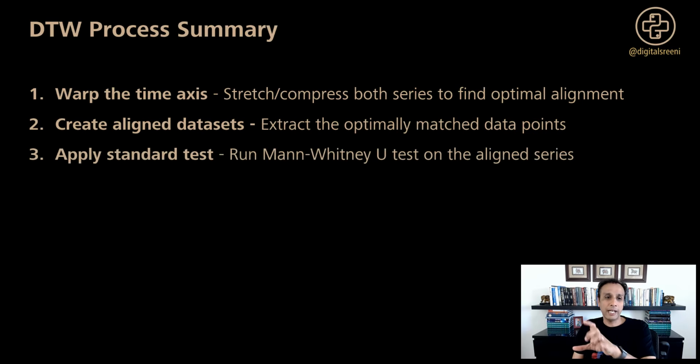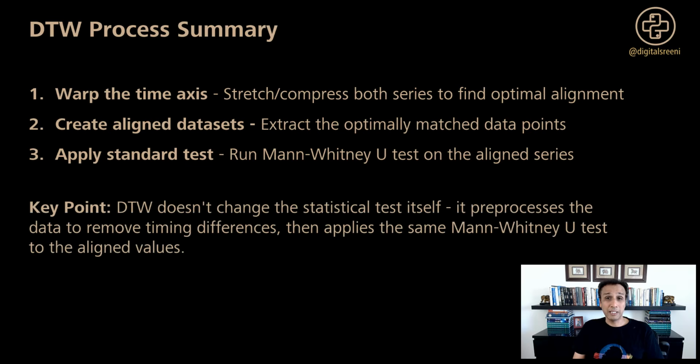Now you go ahead and apply your Mann-Whitney U test, for example, on this data set. But one key point here is this does not change the statistical test itself. It just pre-processes your data so that you remove any of these timing differences, and then you're applying your Mann-Whitney U test. So previously, we removed auto-regression. In this test, we are removing any time changes. So that's basically it.